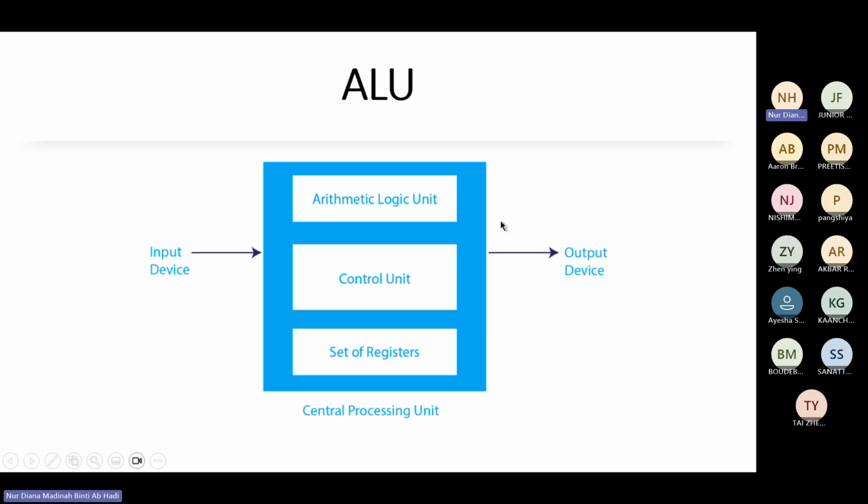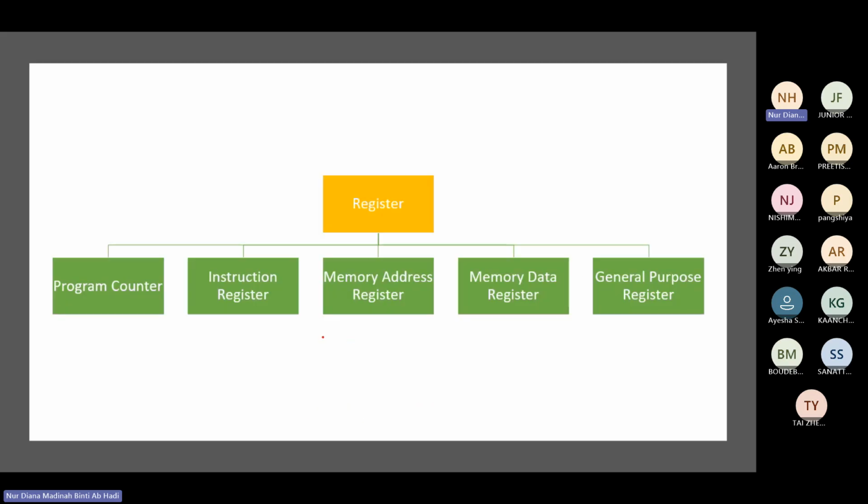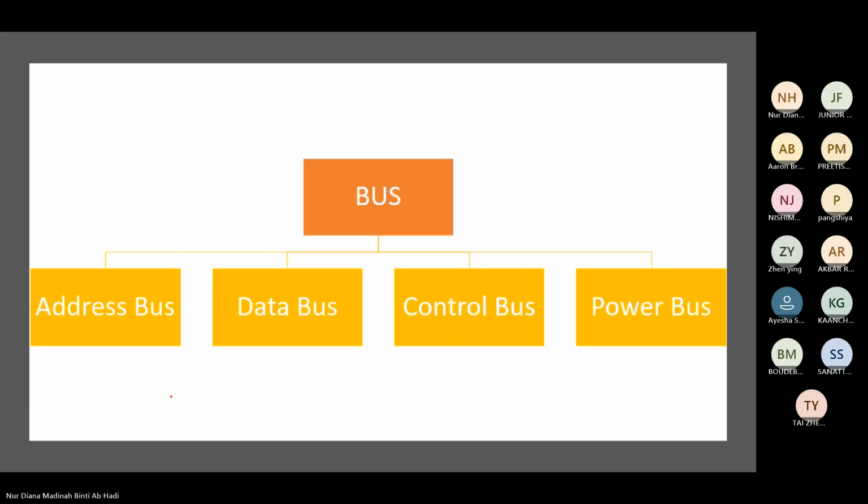So this is your ALU main architecture, where you're going to have your input-output devices and your central processing unit. So the ALU would be inside your CPU along with your CU and sets of registers. Registers can be your program counter, instruction register, memory address register, memory data register, and general purpose register. Bus, we're going to have 4: address, data, control, and power.